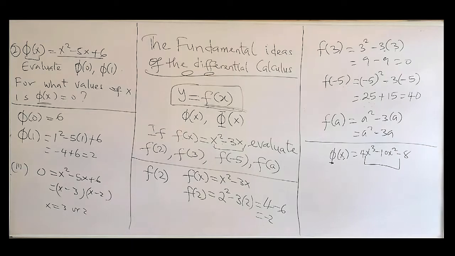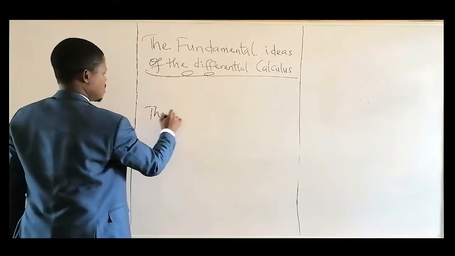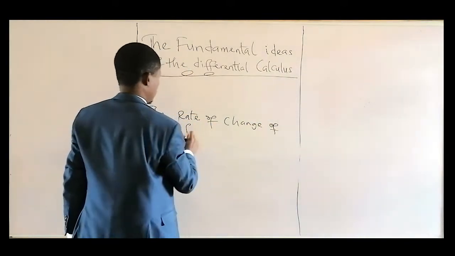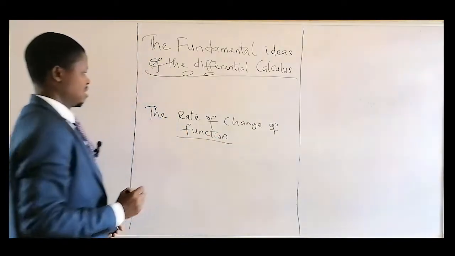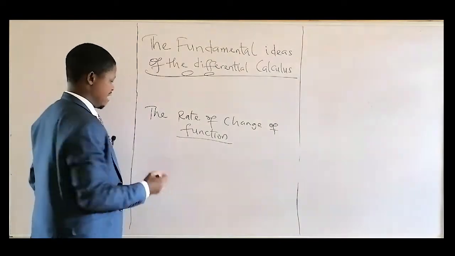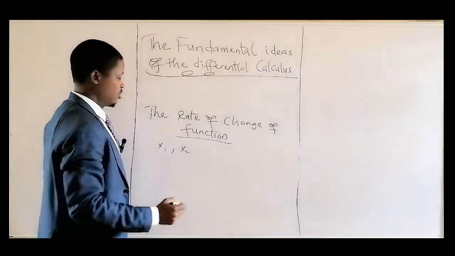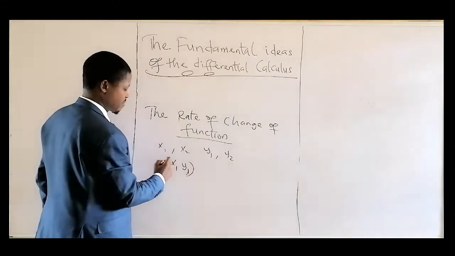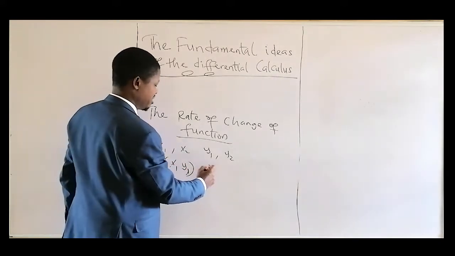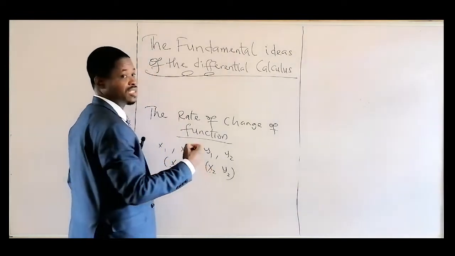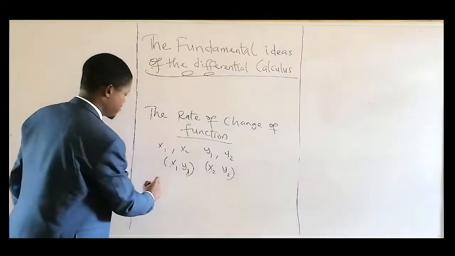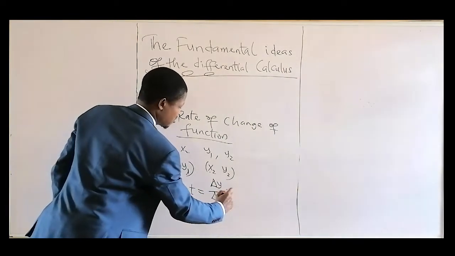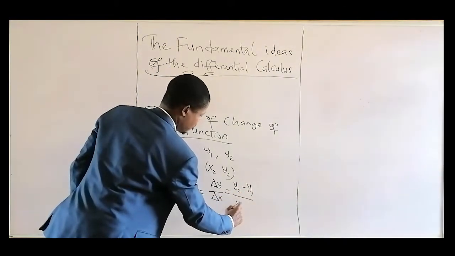So that's that on this particular aspect. Now the rate of change of functions, which we call the gradient. If you have 2 points, x1, y1 as coordinate 1, as x is increasing, y is also increasing. You also have another coordinate, x2, y2. So we can quickly get what we call the gradient. The gradient is changing y over changing x, which is equal to y2 minus y1 over x2 minus x1.